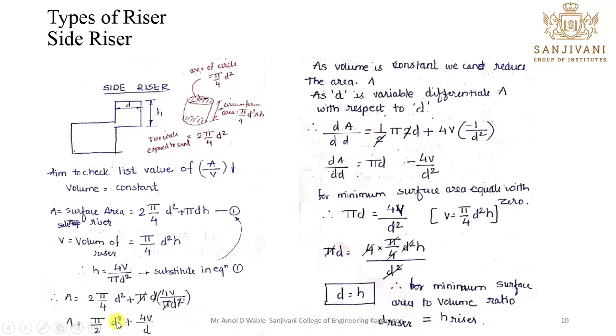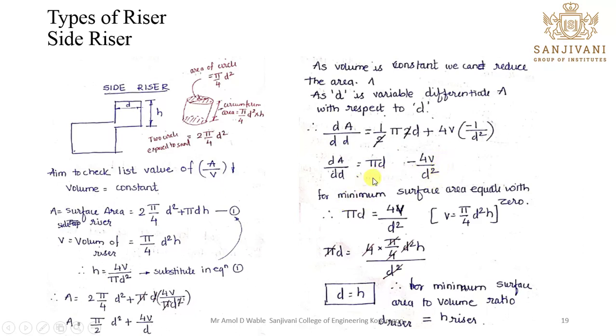So further if you differentiate, we can write down this d square as 2d plus, here volume is constant, so 4V you take out from the bracket. So derivative of 1 by d with respect to d will be what? You can write down this as minus 1 over d square. So again 2 will get cancelled. Here you can write down, after differentiating the area, the value will be pi d minus 4V divided by d square.